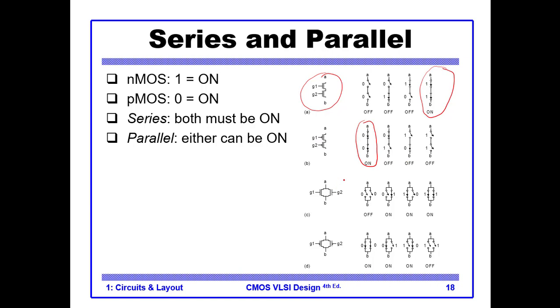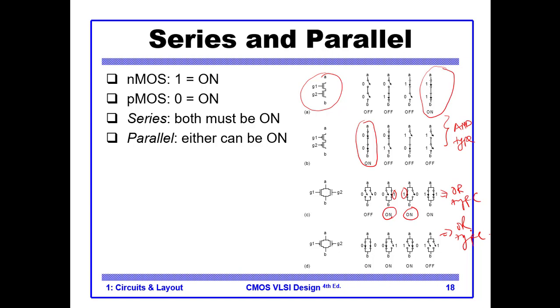For NMOS in parallel, if any one of the gates is 1, the output is 1. So this is basically you can say OR type of operation. Both these are AND type. Okay, this is OR type. So this is also parallel, so OR type.